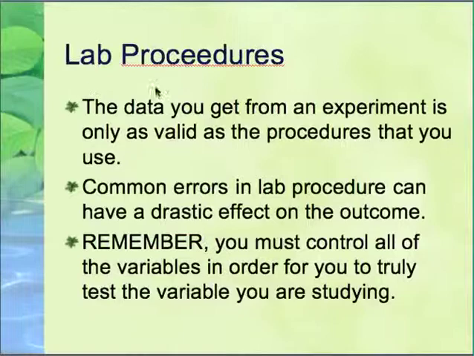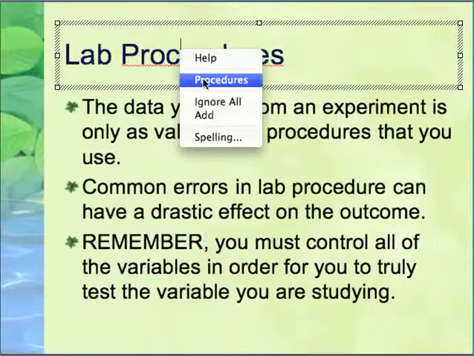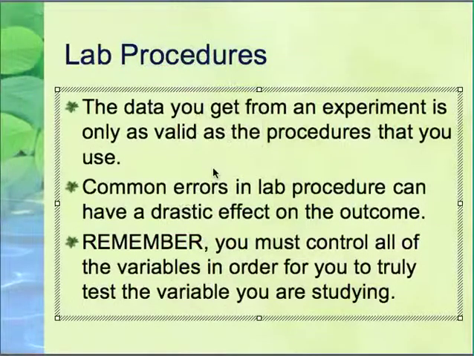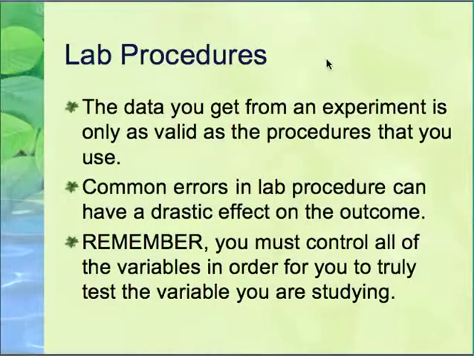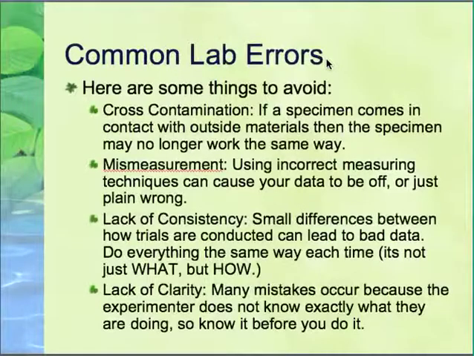Now let's talk about procedures in terms of the lab. That's misspelled. The data that you get from an experiment is only as valid as the procedures you use. Common errors in lab procedure can have a huge effect on your outcome. So remember, control all your variables, which we talked about in the scientific method, and make sure the only thing that is different is the variable that you're testing. Here are some common lab errors that I want you to avoid in my class.